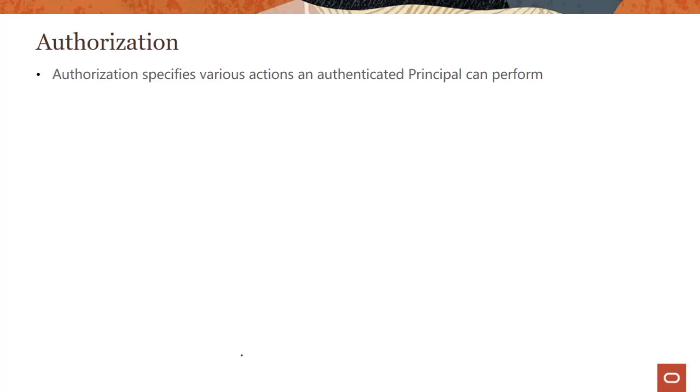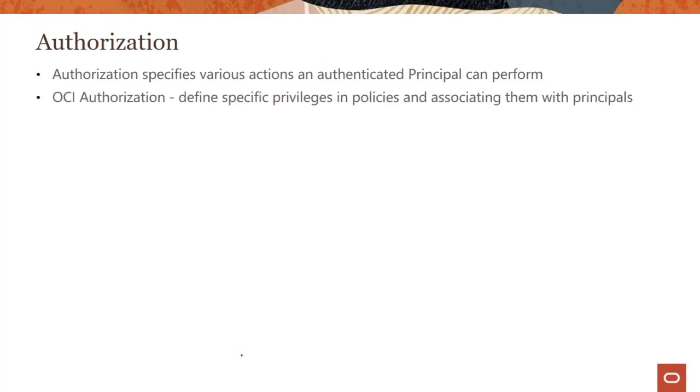Okay, alright, so we talked about authentication. Let's talk about authorization. Authorization specifies various actions an authenticated principal can perform. In OCI, authorization is defined by providing specific privileges in these things called policies, and then you associate these policies with the principals.